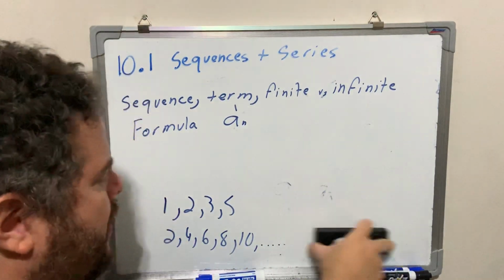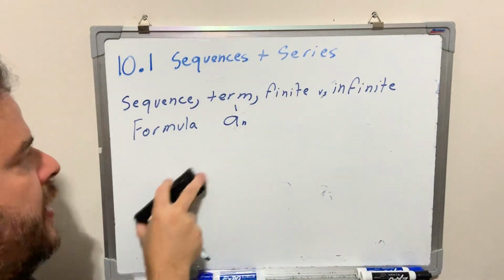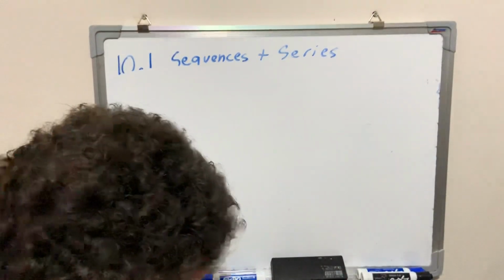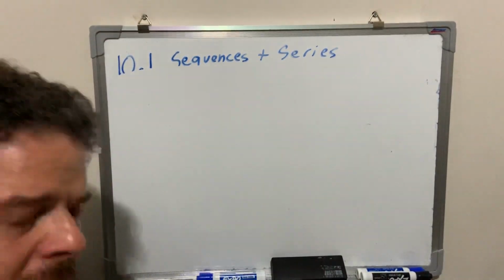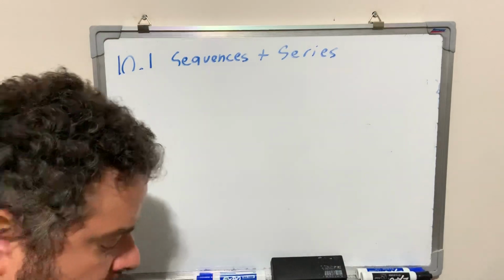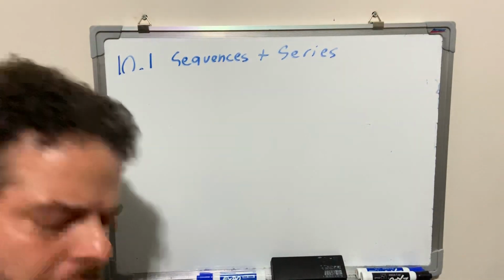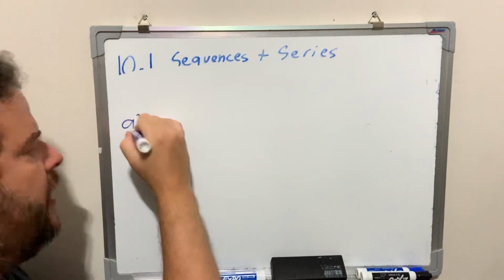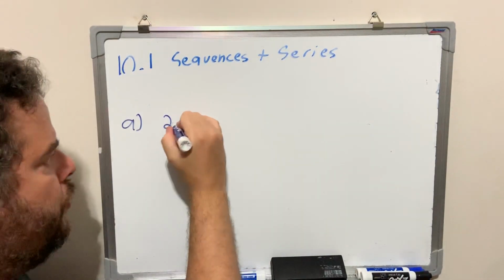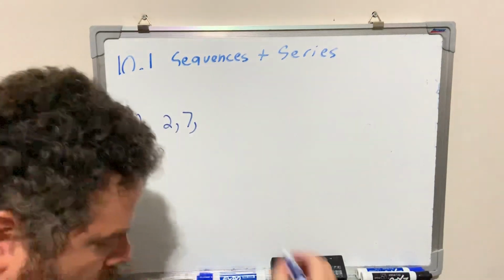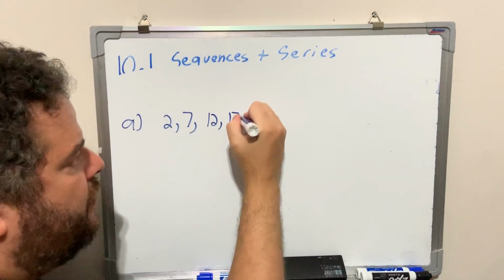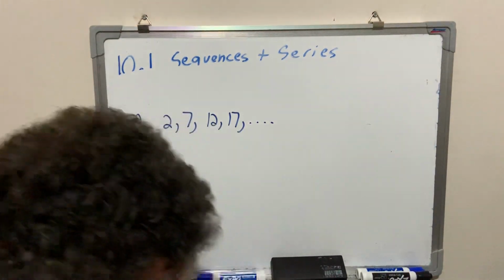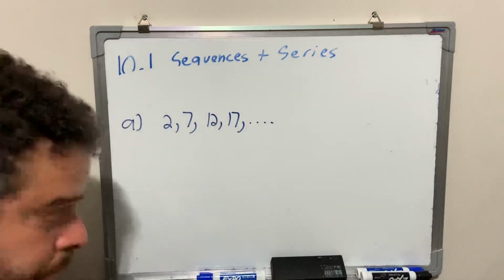Now let's begin with example 1 in the book. Today we're only going to go over examples 1 and 2. In example 1, I have A, B, and C. And it just says pretty much find terms of sequences. Let's look at the first one. Example A, they're telling me the following sequence: 2, 7, 12, 17, infinite. And they're asking me, just find the next 4 terms.